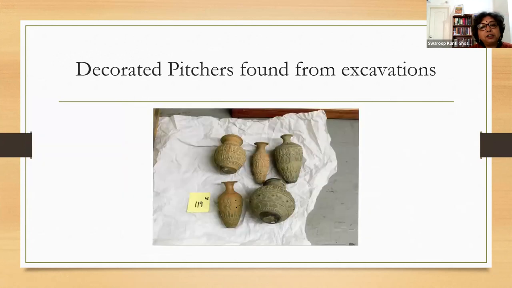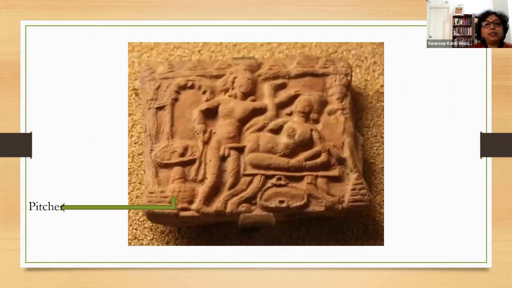These are some of the pieces that have been found from excavations, and they are very decorative. But normally, if you find this plaque, this is one of those early plaques. So you can see the roundness is not there. It's very angular. The depth is not there, but you can see this pitcher. And this is actually the depiction of a room, because this is the bed. And so the eroticism is there, the sexuality is there.